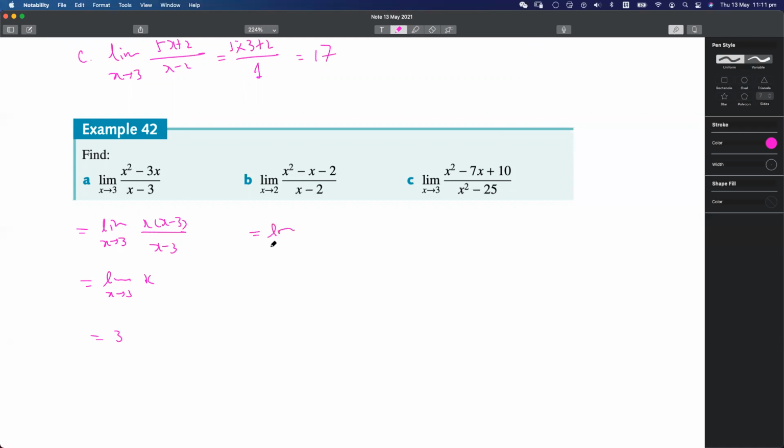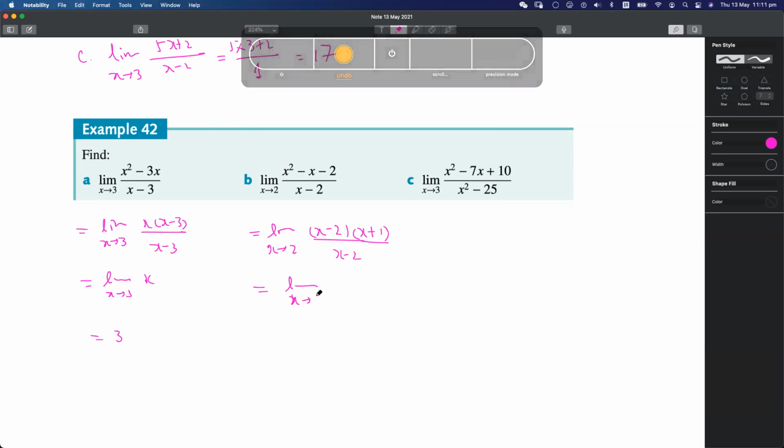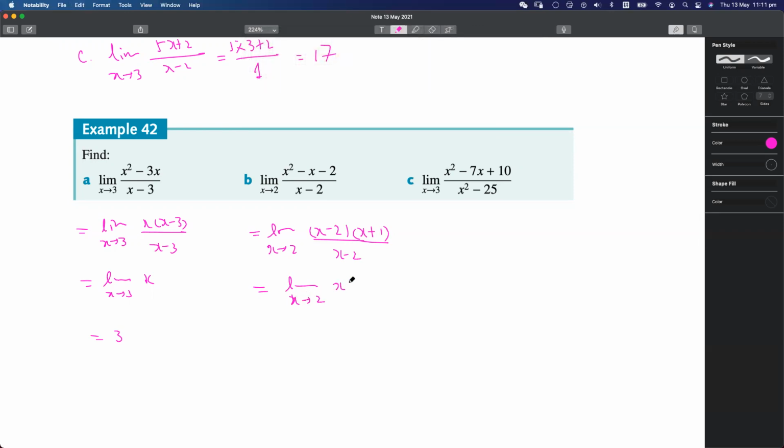Next one, limit as x goes to 2, x squared minus 2x plus 1. Let me double check. Yeah, that's right, x minus 2. As simplified, cancel the x minus 2 out. So you have the limit as x goes to 2 of x plus 1. So your answer is, put it back, 2 plus 1 is equal to 3 again.